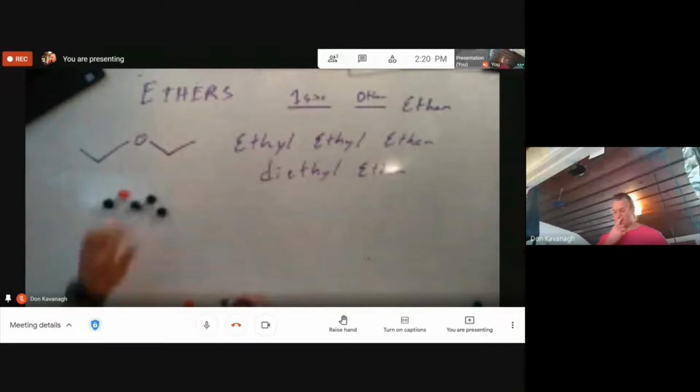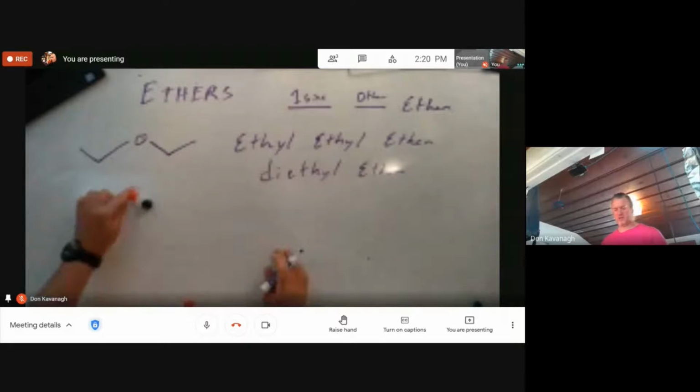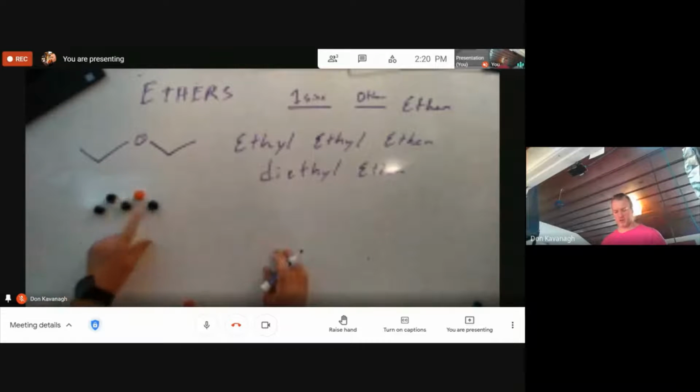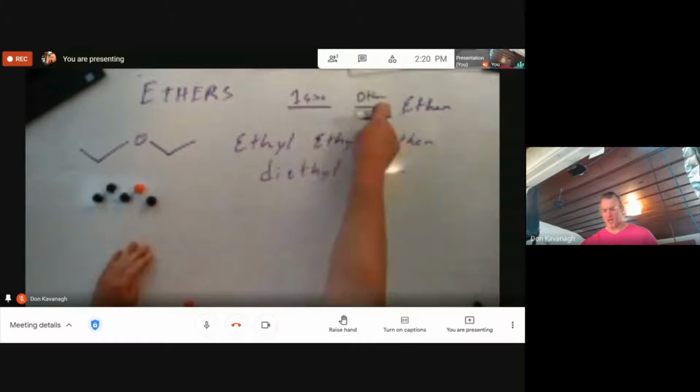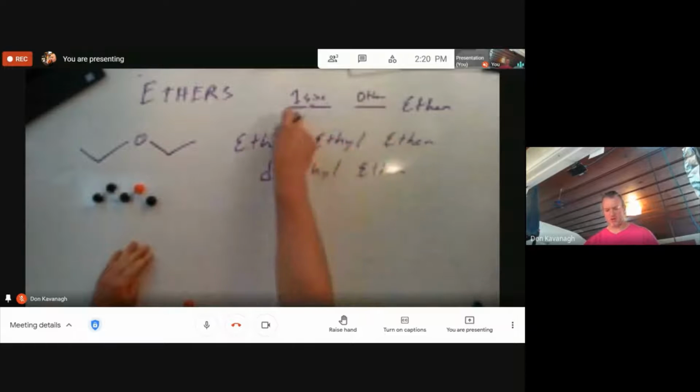Some other ethers right here. Now this is an asymmetrical ether. We have more carbons on one side than the other. So we do have a priority of which side comes first and which side we name second. We want to name the smaller side first. So this is methyl propyl ether.